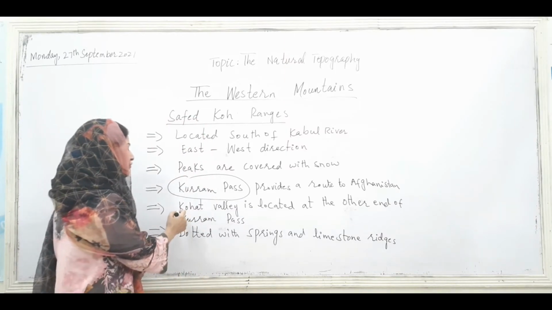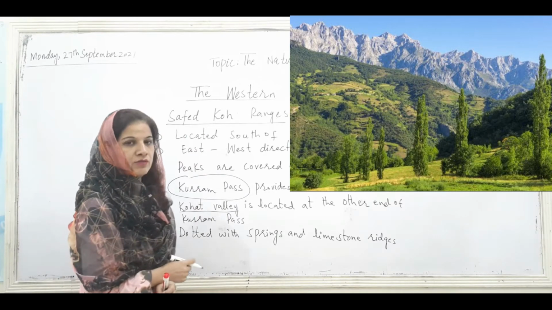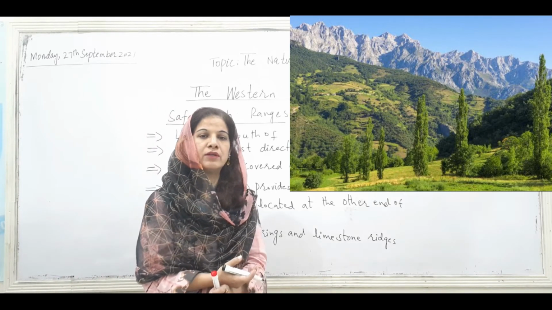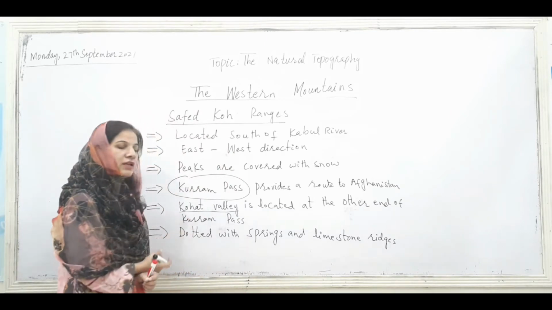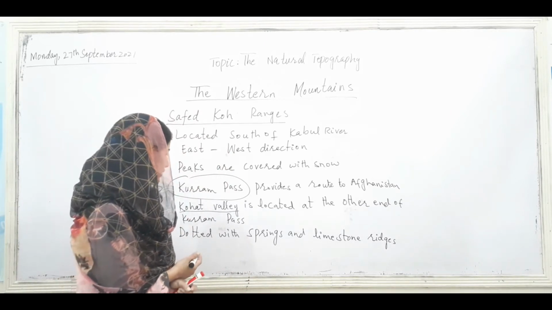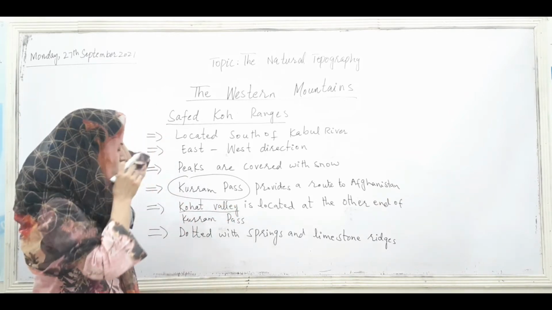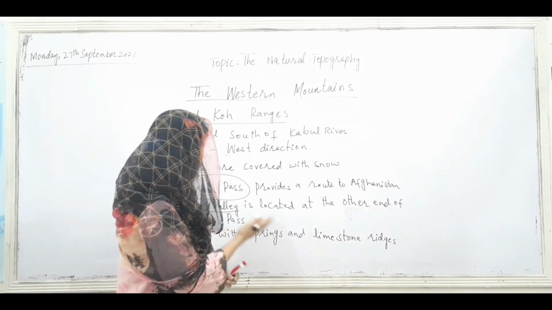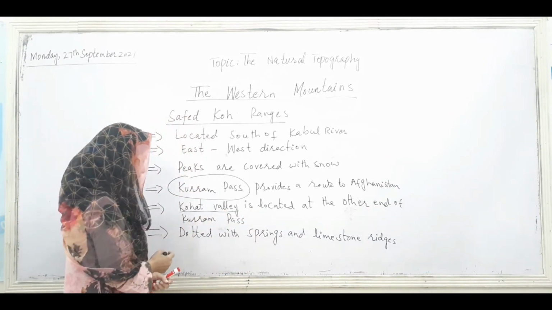Then Cohort Valley. Cohort Valley is such a valley that is very green, fertile, having different agriculture and economic activities in that. Cohort city is very important city of Pakistan. So Cohort Valley is located at the other end of Kurram Pass. So at the eastern end of Kurram Pass is located Cohort Valley.